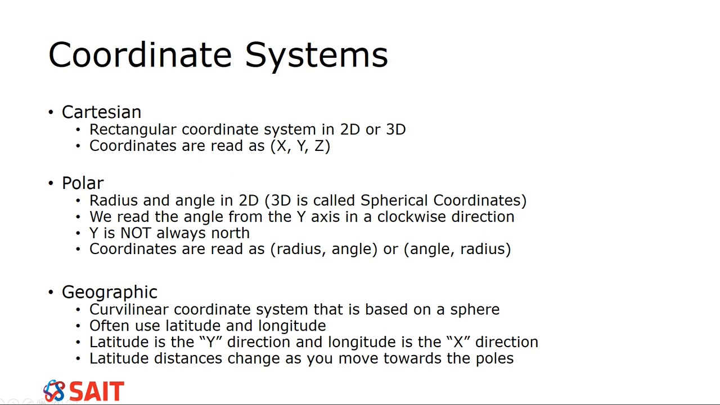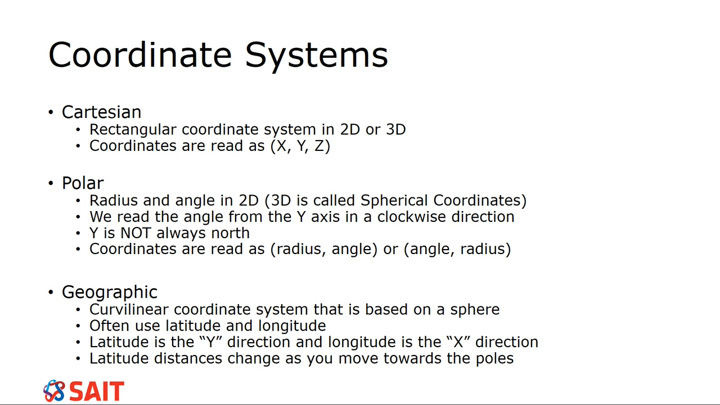Then we have geographic coordinate systems, which is another set of coordinate systems. Now, geographic and geodetic are two that are very similar. Geographic is based on a sphere. Geodetic is based on an ellipse, or ellipsoid, sorry. These are called curvilinear coordinate systems because their axes are based around circles or ellipses. So you're not going to have a straight line. So geographic coordinate systems, curvilinear coordinate system that's based on a sphere.